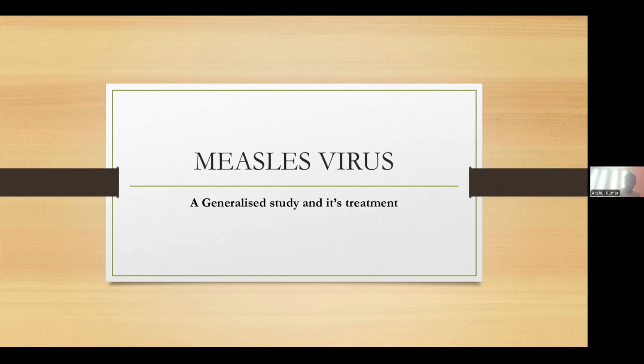The family Paramyxoviridae is divided into four genera: rubulavirus, parainfluenza virus, morbillivirus, and pneumovirus. So family Paramyxoviridae has four genera: rubulavirus, which contains the mumps virus. Then comes the parainfluenza virus. Four types have been identified: parainfluenza virus type 1, parainfluenza virus type 2, parainfluenza virus type 3, and parainfluenza virus type 4.